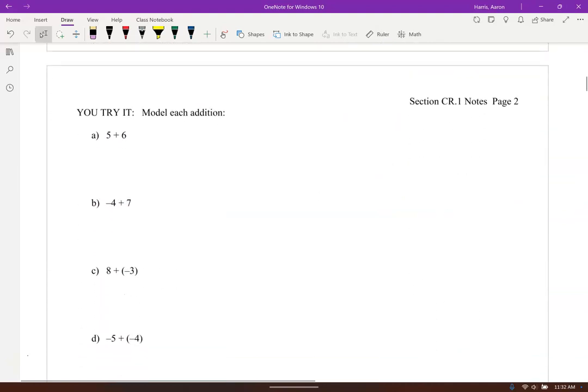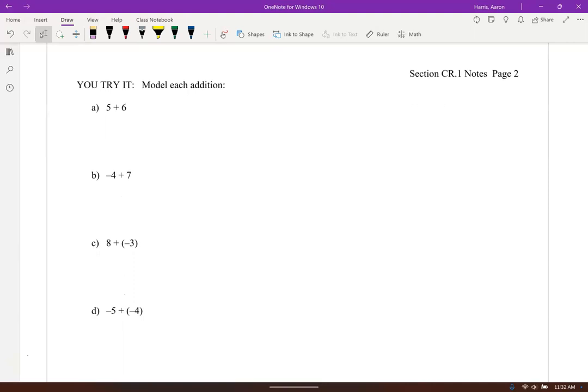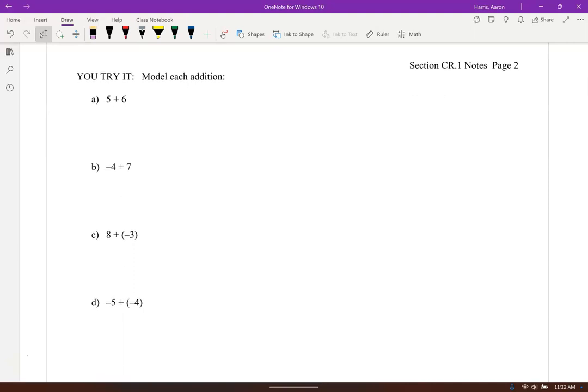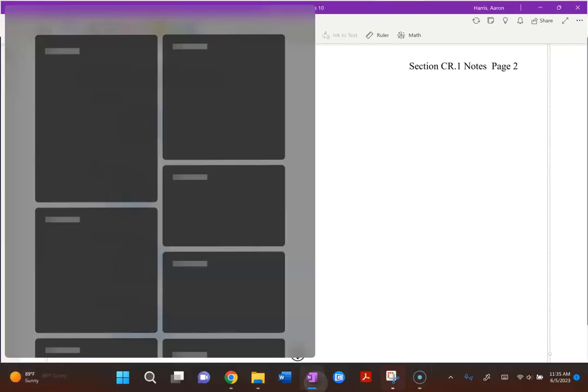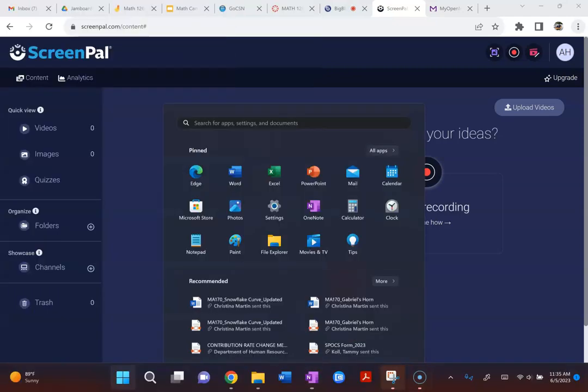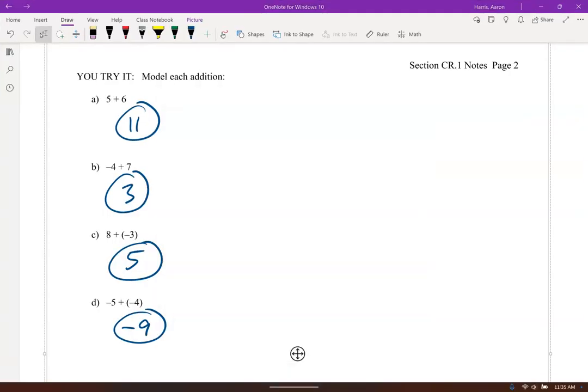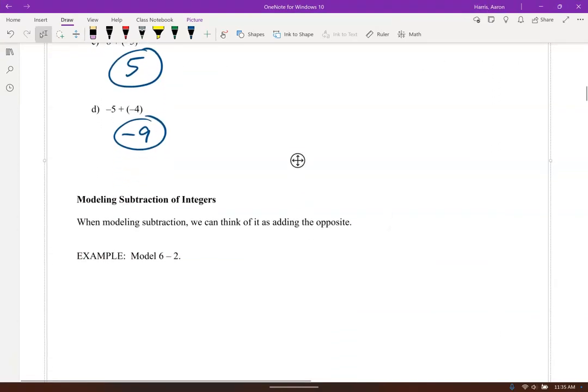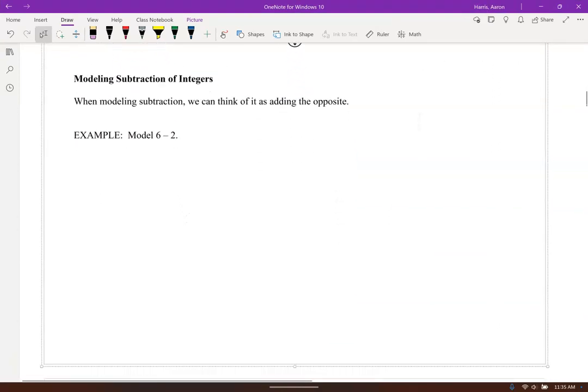Let me pause it here and have you try each of these. Make sure you check yourself on those. And let's move on. Let's model some subtraction of integers now.